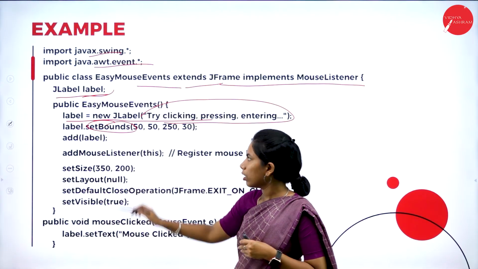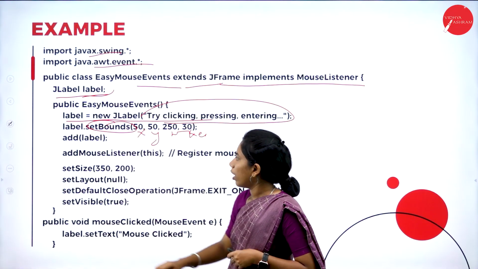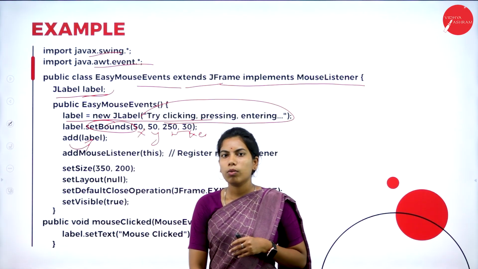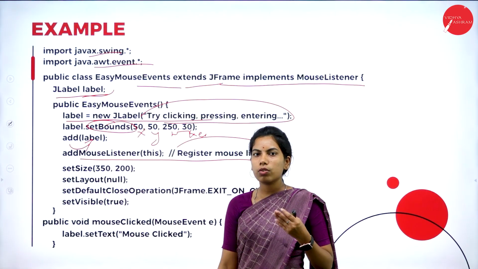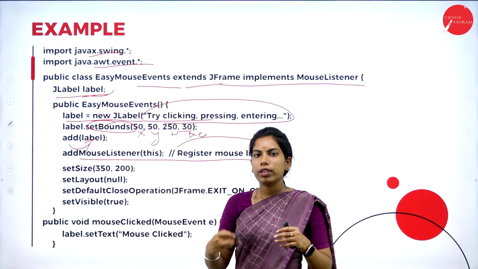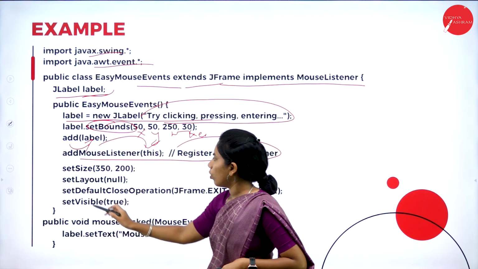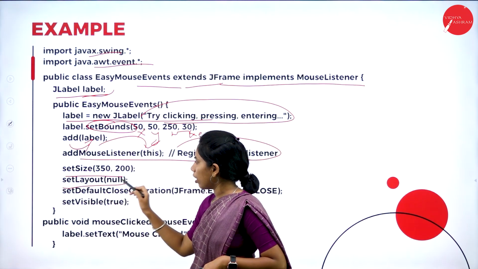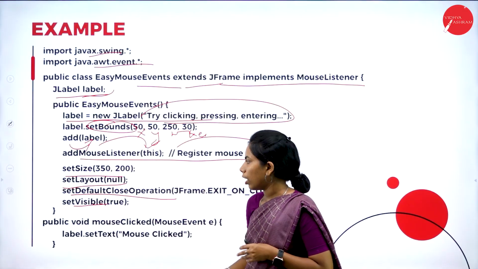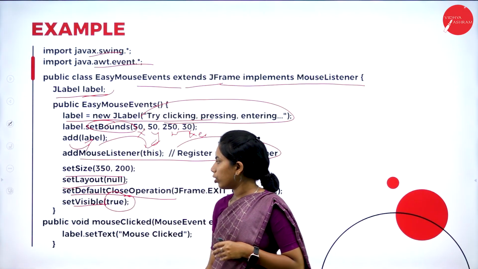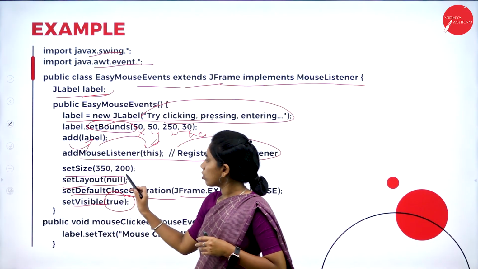And for that label I need a boundary set. This is x, this is y, this is the width, and this is the height. And I add that label to the frame, and add mouse listener, because we have to register it using addMouseListener of this. This is nothing but the current label being added. And also the set size method, setLayout, setDefaultCloseOperation, and setVisible. These are all pre-built methods. For the window to be visible it has to be true. For closing we need the JFrame.EXIT_ON_CLOSE constant, and also setLayout.